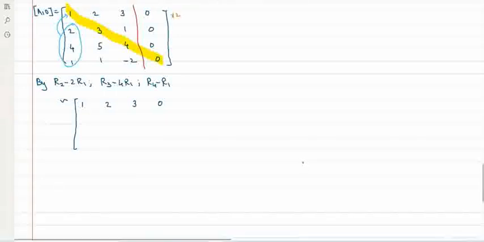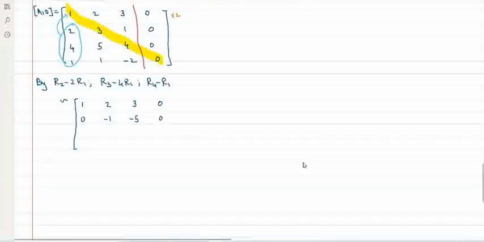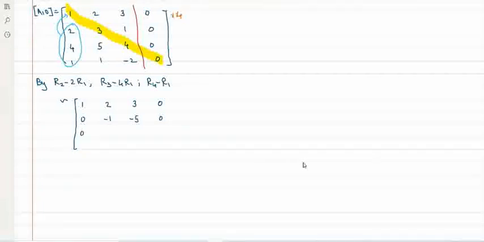Multiply by 2 and subtract: 2 minus 2, 0. 3 minus 4. 1 minus 6. Okay. Next you have to multiply by 4 and subtract: 4 minus 4, 0. 5 minus 8. 4 minus 12, minus 8. And 0. Directly subtraction. Last one: 0 minus 1, minus 5, 0.